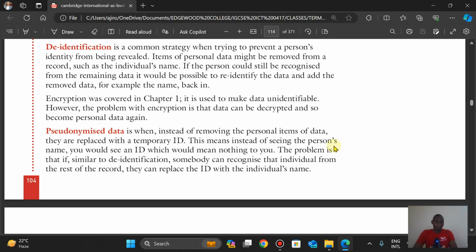Pseudonymized data is when, instead of removing the personal items of data, they replace them with a temporary ID. This is what most teenagers do. Yes, I have to say it. Most people who are trying to fake that, they call it aliases. So you're removing personal data and you're replacing it with a temporary ID.